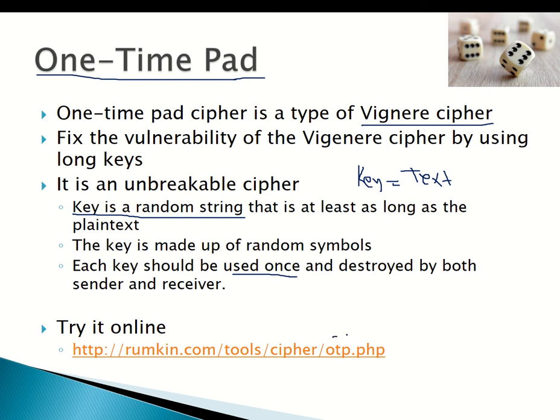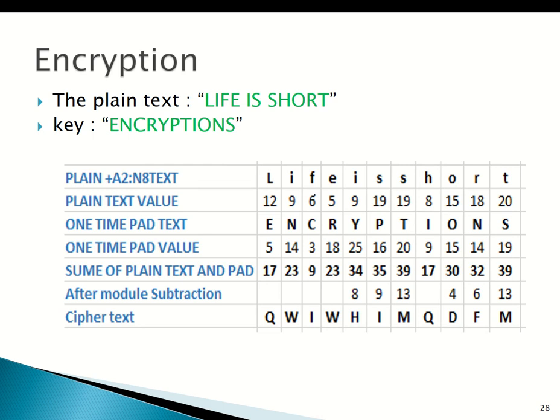You can try the algorithm online and see how it looks, but let's just explain the main things. In order to explain it, I'm going to go to Excel and explain it directly there, but let's first give you an overview. The text I want to encrypt is "life is short", and the key I'm going to use is "key encryptions". The key length is the same as the text length, so I put the text here, and I put the key here.